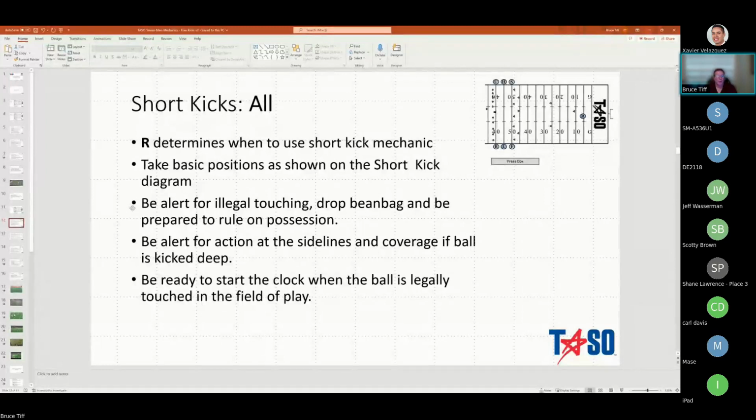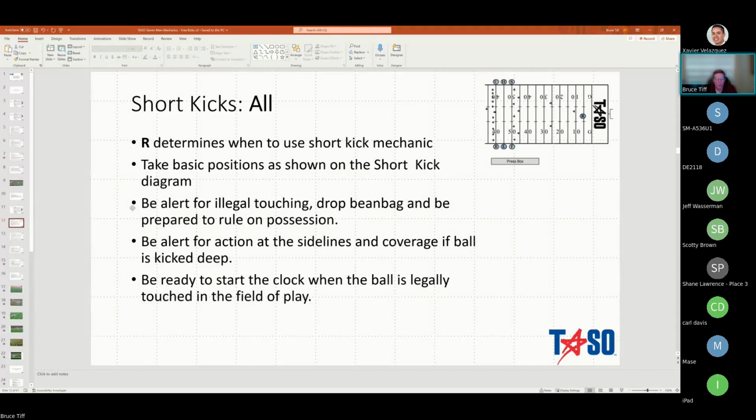Up there in the upper right. This is where we have to be hyper focused and alert for illegal touchings, dropping our beanbag when necessary, and being prepared to rule on possession. I think we've all suffered through this.